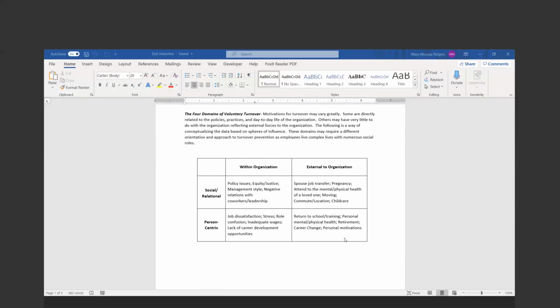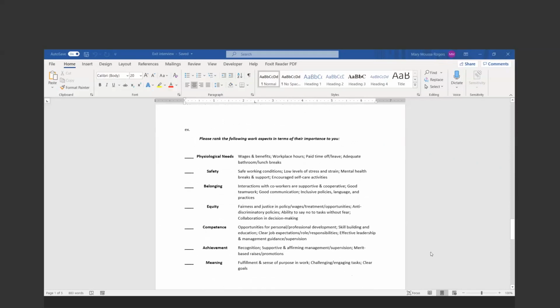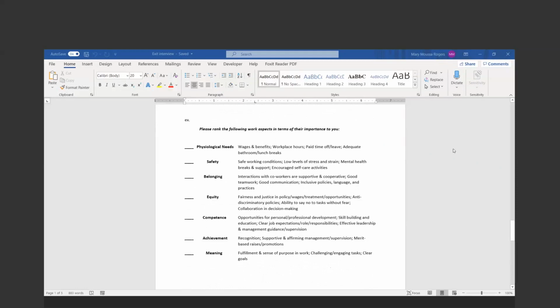The final 2 questions work in tandem. As we have discussed within our previous modules, value discrepancies can play a significant role in turnover intention. These questions can provide further insight into not just why people leave, but why they stay, and provide an opportunity to further identify potential areas of focus. The first question, please rank the following work aspects in terms of their importance to you, helps to identify the values of the employee. What is most important to them as a worker?